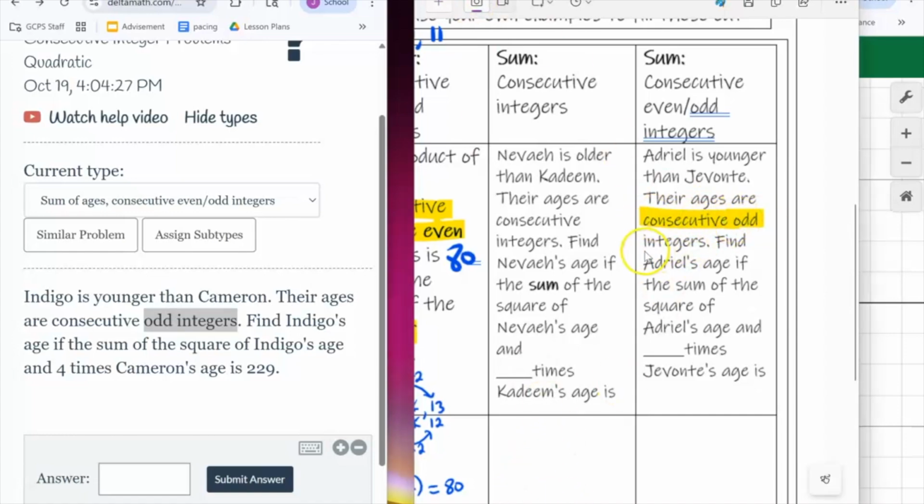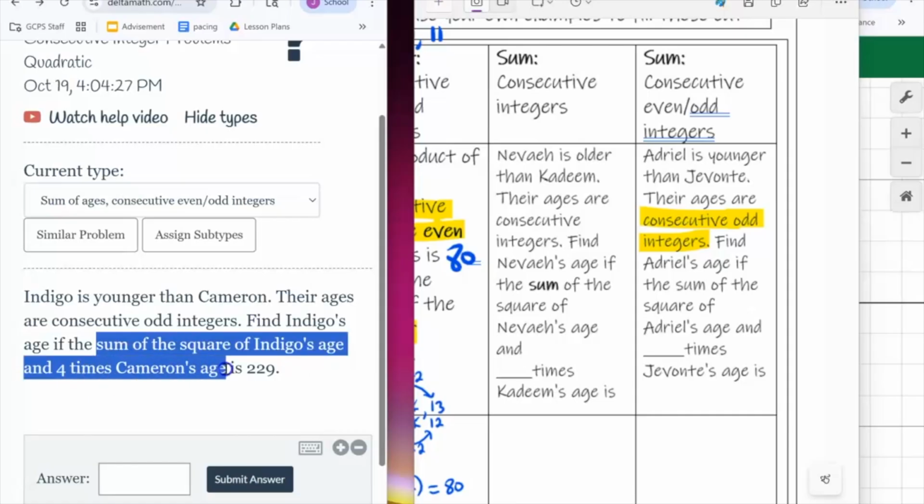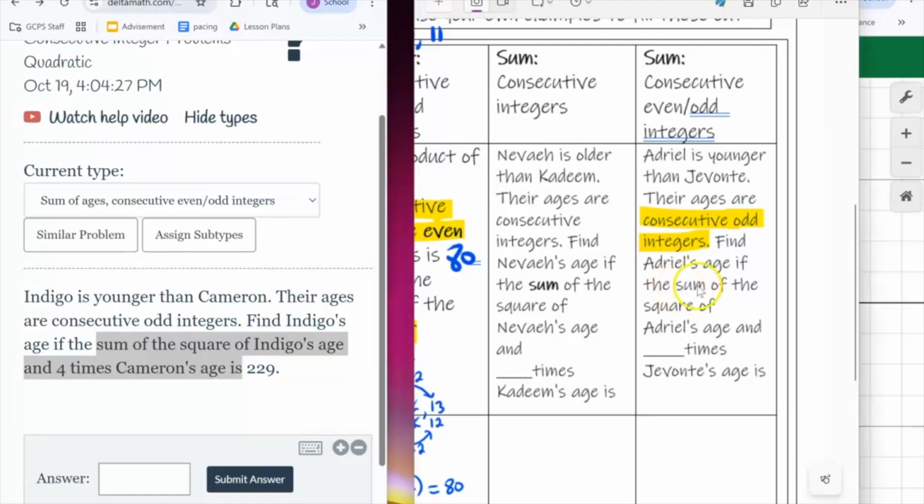All right, consecutive odd. That means 1, 3, 5, 7, like that. Those are odd numbers. And consecutive means next to each other but odd. Find the age if the sum of the square of Adriel's age and 4 times Cameron's age is 229. So the sum means plus, and I have to square Adriel's age.